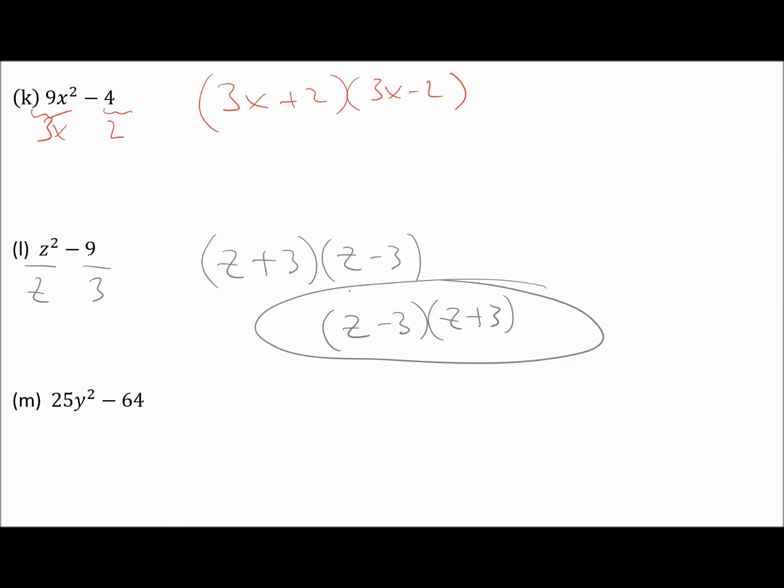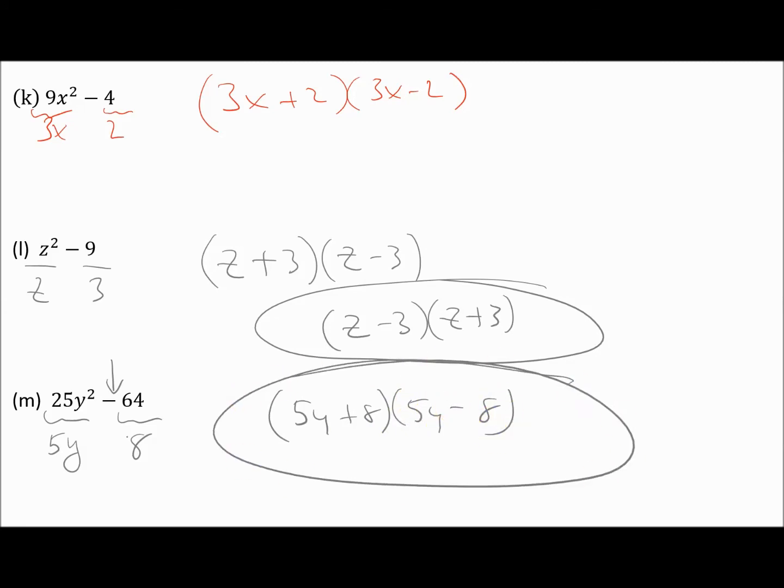All right. Look at this m character down here. So, the square root of 25y squared, we know is 5y, right? The square root of 64 is 8. And again, please note that there's a subtraction here. You can't do it if it's addition. So this is going to be 5y plus 8 times 5y minus 8. And we're finished with that problem.